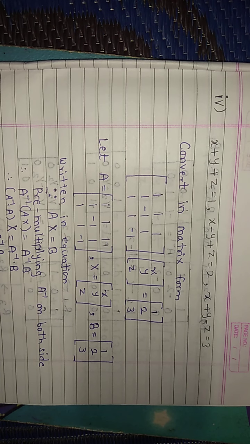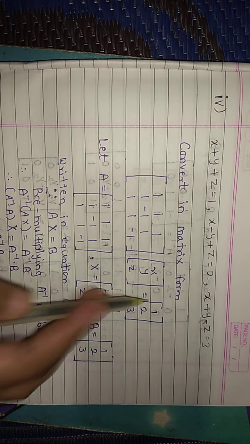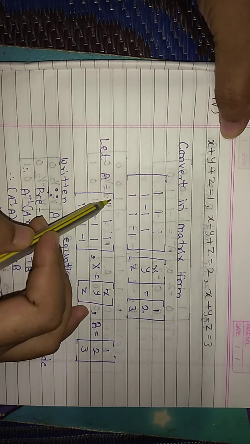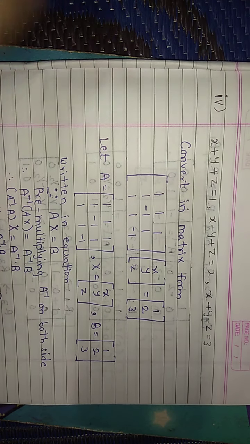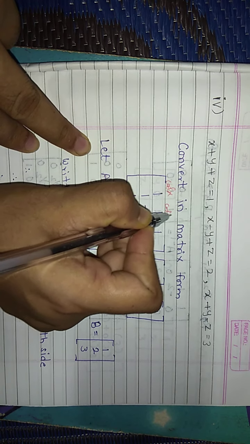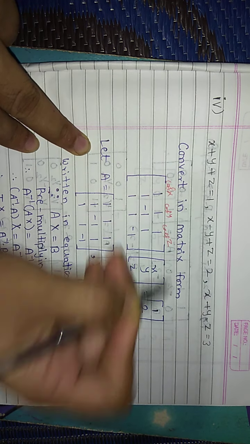Third question is similar to this, question number 4. So question number 4 is x plus y plus z is equal to 1, x minus y plus z is equal to 2, x plus y minus z is equal to 3. So convert this into matrix form. Coefficient of x in the first column, coefficient of y in the second column, coefficient of z in the third column.